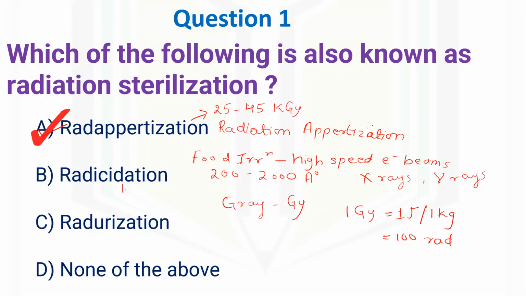The radicidation uses 2 to 8 kilogray, and the radiorization uses 0.4 to 10 kilogray.